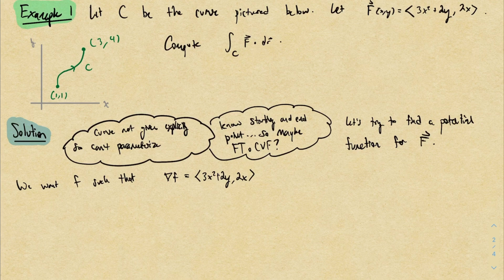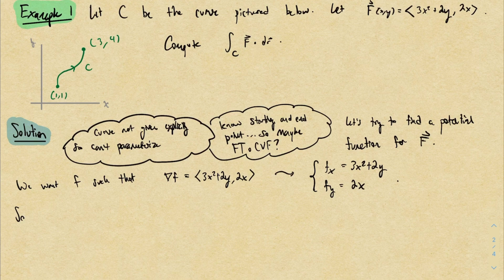And then when you set this up, what do you get? Well, the gradient of little f is the vector f sub x, f sub y. So that tells us that we would need the x derivative of f to be 3x squared plus 2y, and we would need the y derivative of f to be 2x. So this might be something that you can just eyeball, and if so, that's fine. As long as you demonstrate that your potential function is truly a potential function, I think you're okay.